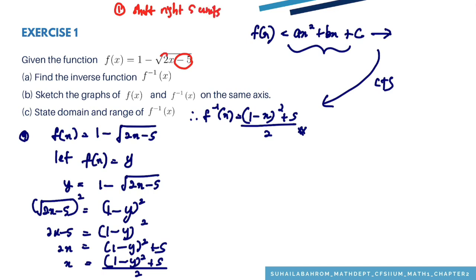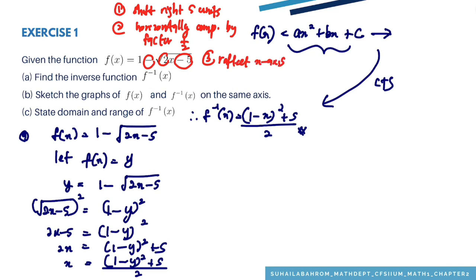And then we have 2 here, which shows that we need to horizontally compress by a factor of 1 over 2. And then we have the minus sign here, so we need to reflect on the x-axis. And the last one, we shift upward 1 unit.